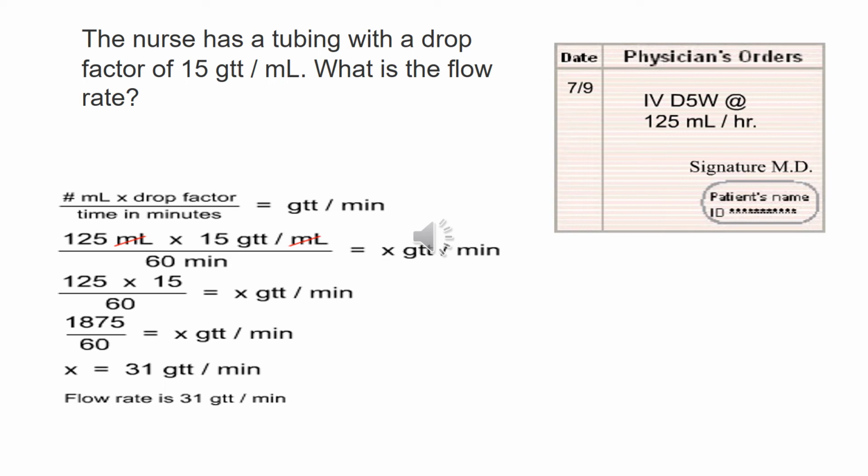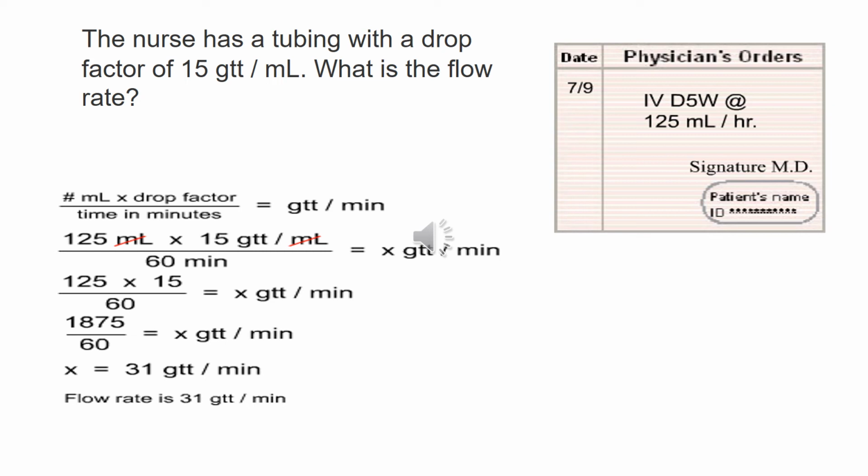When you cross it, you get rid of your milliliters. So then drop it down so you can get rid of the clutter. I'm one for getting rid of the clutter as you work your problem. Then the next step is, you see where it is set up to 125 times 15 over 60, which will give you the drops per minute. Remember, the GTT is drops. The slash per and MIN is minutes.